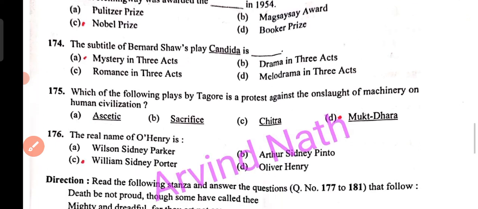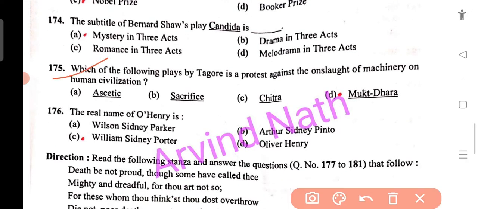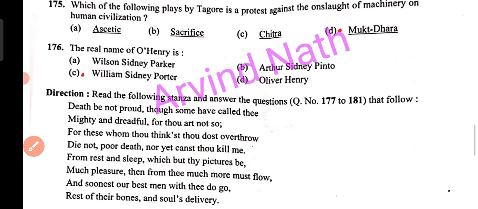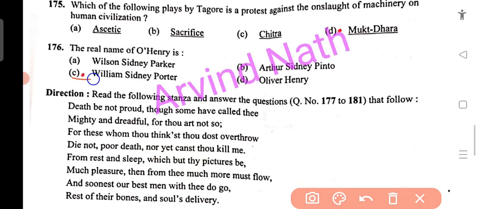Now 175: which of the following plays of Tagore is a protest against the onslaught of machinery on human civilization? It's answer D, Muktadhara. Now question number 176: the real name of O. Henry is William Sidney Porter.